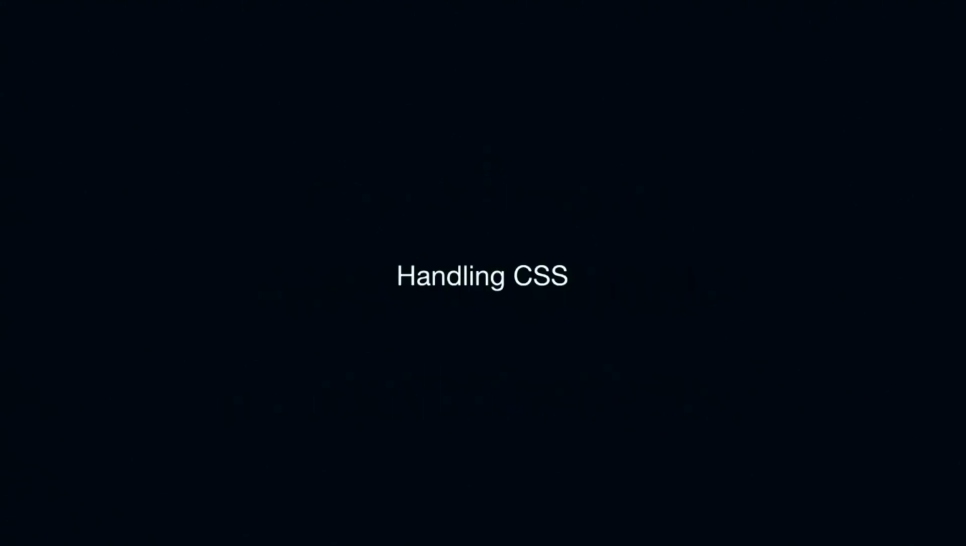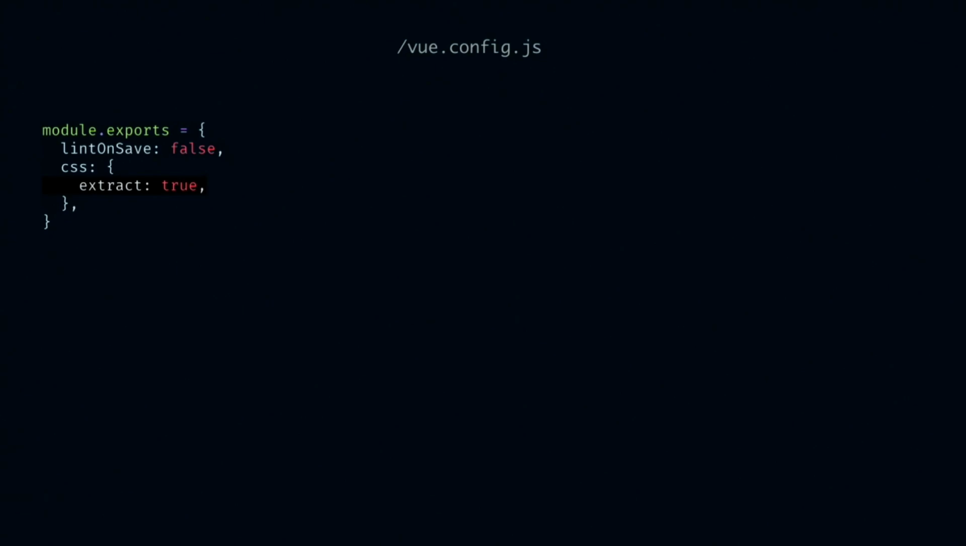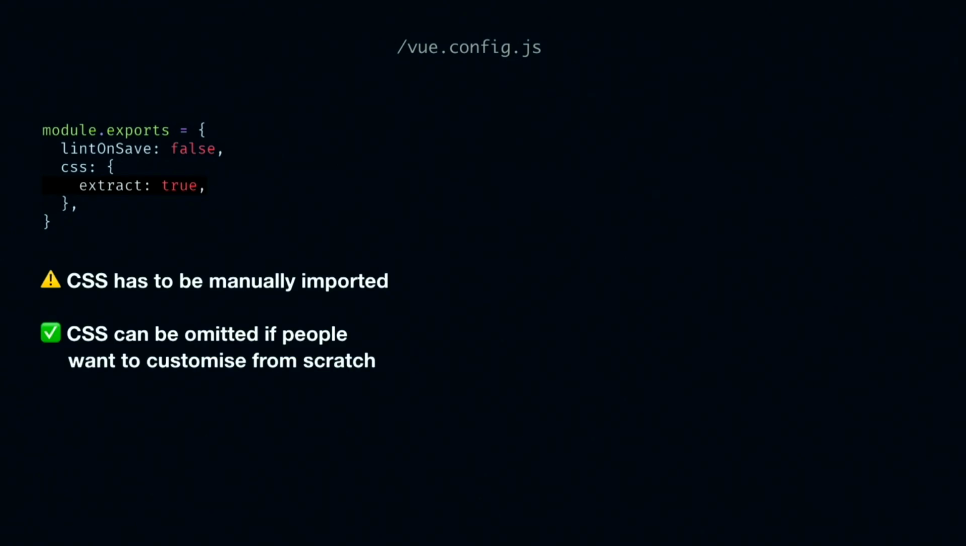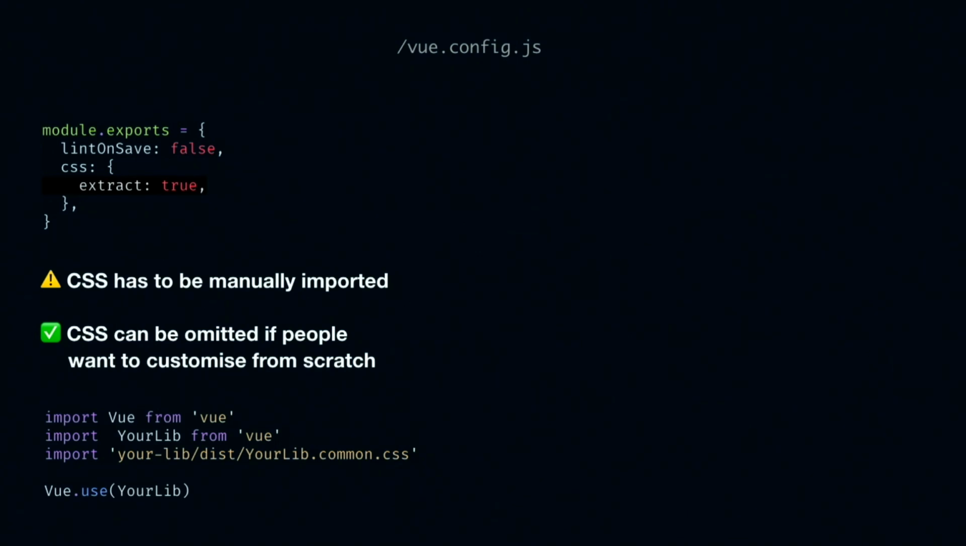Another point, handling CSS. There's two options, basically. This is the default setting that I just wrote down. You wouldn't even have to do this. So by default, CSS is extracted into one CSS file. This is not so great because for a library, it has to be manually imported alongside the JavaScript import, like this. But the good thing is people can just ignore it if they choose to customize the CSS for this component themselves. So they don't have to import your CSS and override it. They can just ignore it.